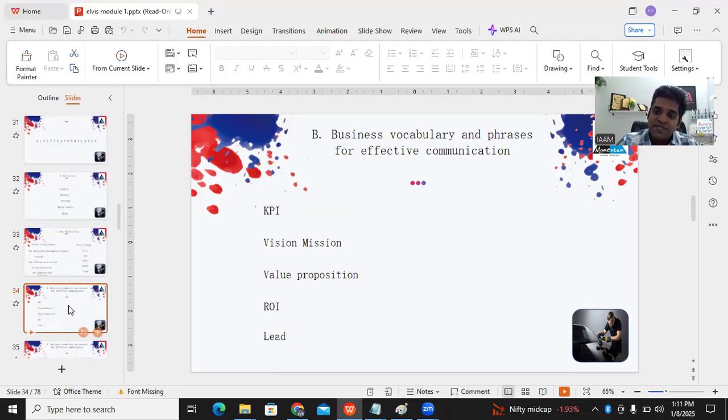Then you come to business vocabulary and phrases. KPI, ask them, they need to know these terms. These were new joinees, guys, for whom I was conducting this training. They were not aware of these terms: KPI, vision, mission, value proposition, what is ROI, what is a lead. Sometimes they're just coming out of college and this is their first job. So this was a communication training for them. Seniors in the industry would understand that.